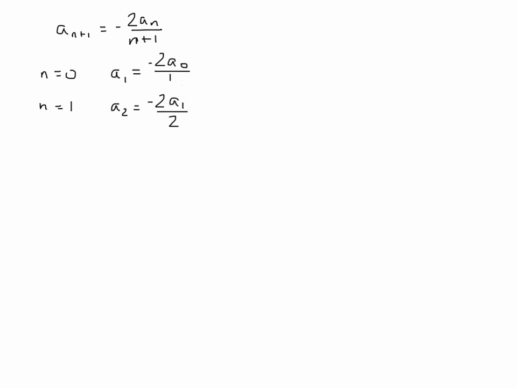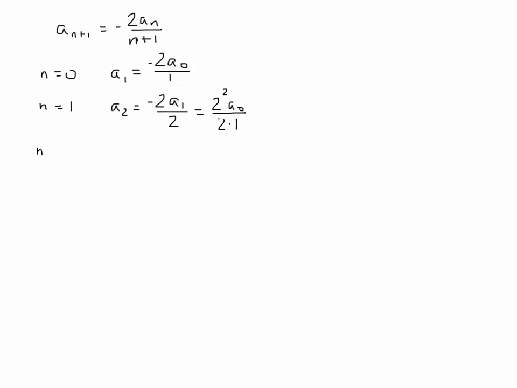So now notice that I know a sub 1 from the step up above. So a sub 1 is equal to negative 2 a naught divided by 1. I'm going to plug that into there. So then I get negative 2 times the negative 2 from the one up above. So that is 2 squared a naught divided by 2 times 1. You'll see I'm writing that like that for a very specific reason in a minute.